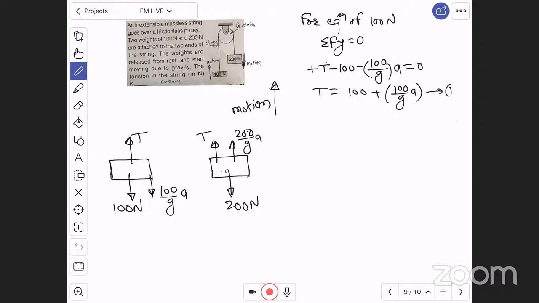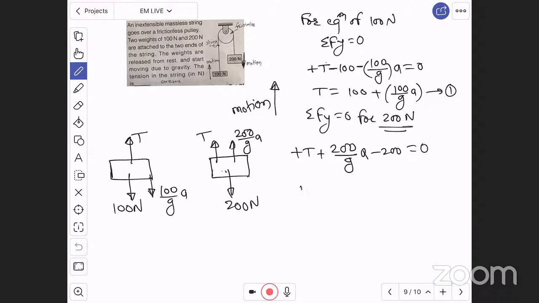This is your first equation. Right. Second equation, summation of forces in y direction is equal to 0 for 200 Newton. For equilibrium of 200 Newton, can I say summation of forces in y direction is equal to 0? That is upward positive, downward negative. Therefore, can I say plus T plus 200 divided by g into a minus 200 is equal to 0. Therefore, T is equal to 200 minus 200 divided by g into a. This is your second equation.